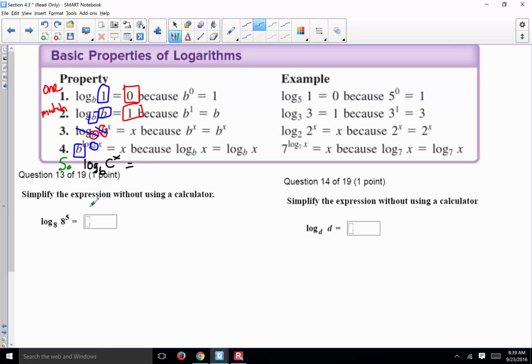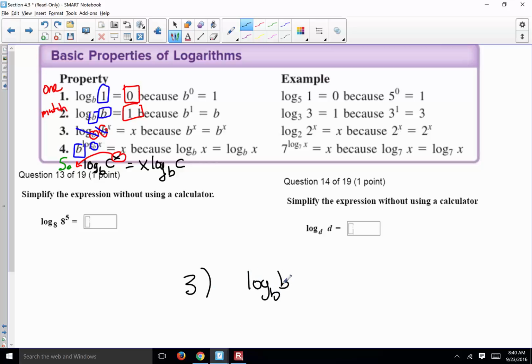There is one thing you can do. Does anyone know what you can do? You can simplify this a bit. It's not going to be a whole number as in the previous ones. You just rewrite this in a different way. You can take this x in front as a product, so it turns into x times logarithm b of c. So that actually explains how number 3 happened.